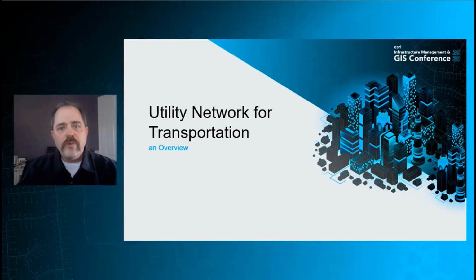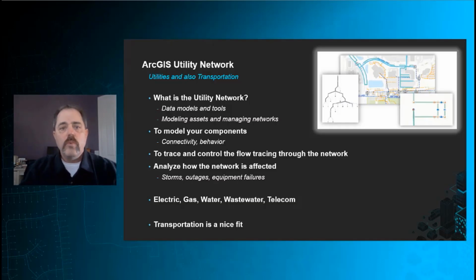Thanks, Eric. Now that we've seen how LRS can be used in transportation, let's pivot to another robust, industry-proven toolset in the ArcGIS platform and how it can support transportation mapping. And that's the ArcGIS Utility Network. First, what is it? Well, it's a component of ArcGIS that provides tools for working with a variety of different kinds of networks. And as its name implies, the most popular uses are with various utilities and the assets that they manage and operations they perform, such as electric, gas, water, wastewater, and telecom.